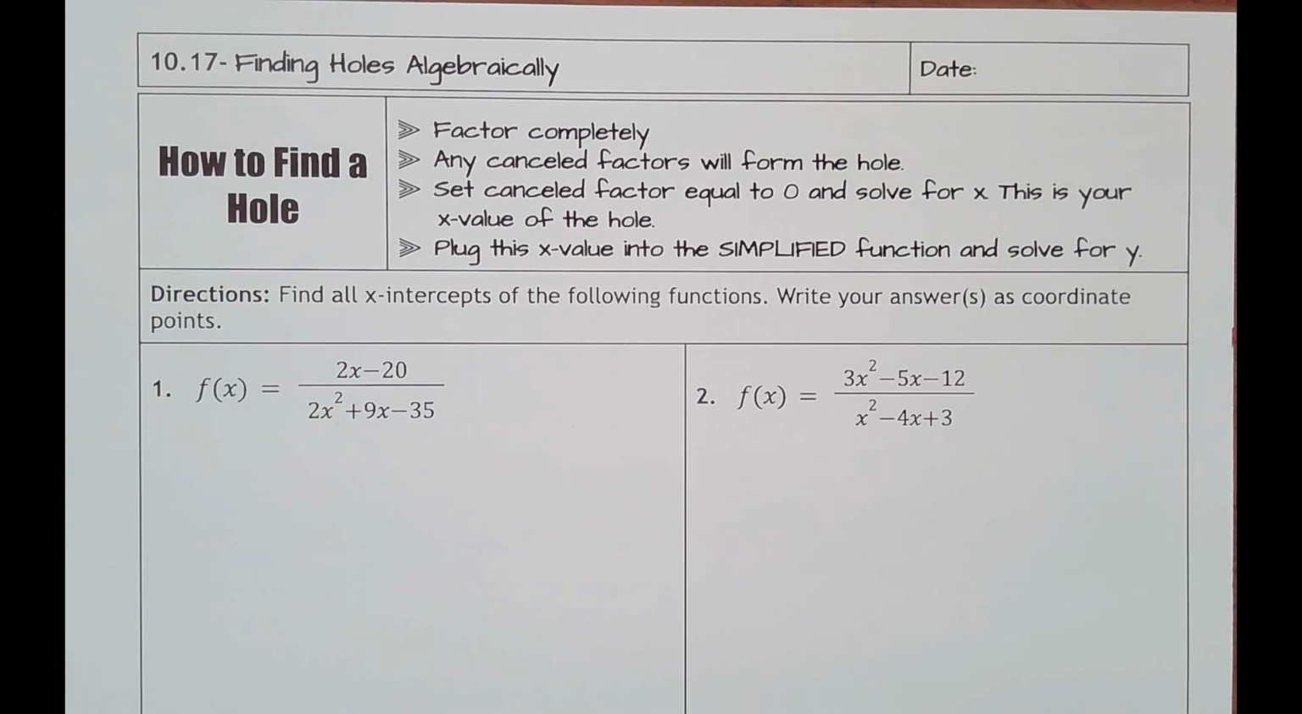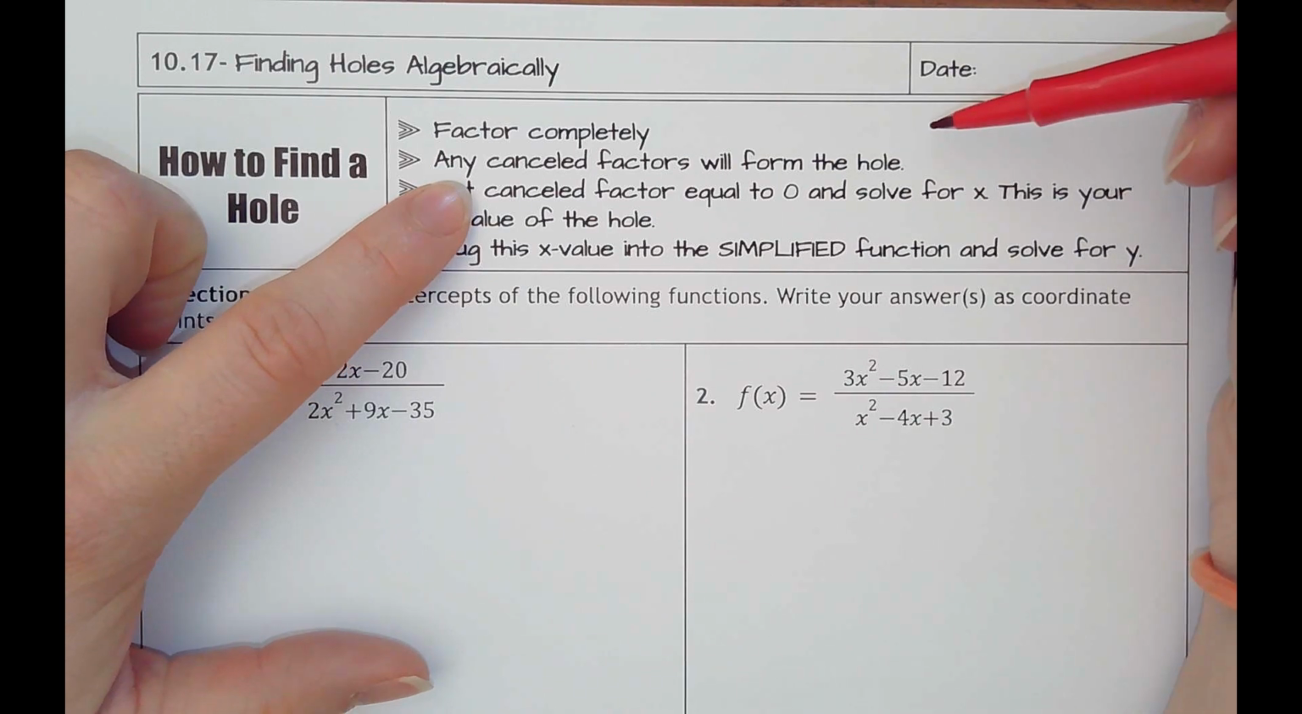Lesson 10.17 is finding holes algebraically. So how to find a hole in a function. You're going to factor completely, top and bottom. Any canceled factors will form the hole.